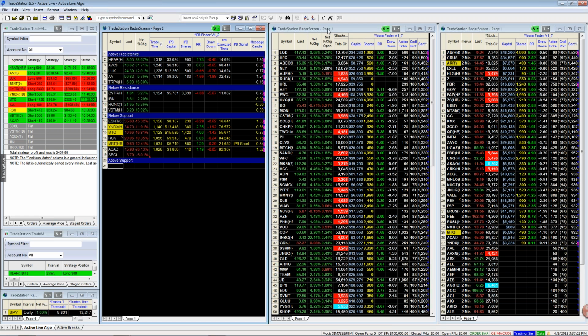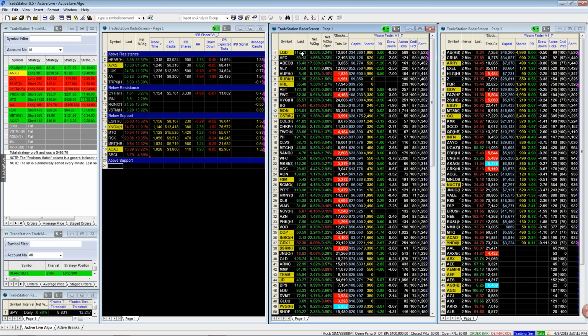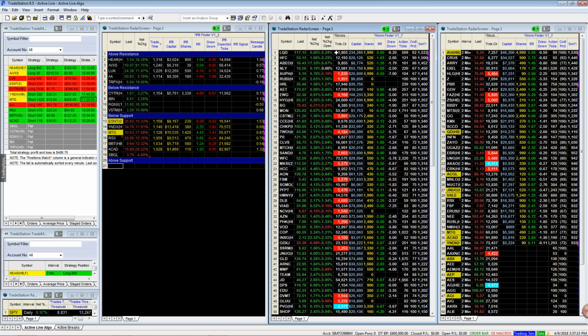All right, now let's go on to this window. This is our worm long window. It prints all of the valid entry signals for the worm strategy for the long side, for the buy side. We have the symbol, the last price as of right now, change for the day, change from the open, how many trades it has made.